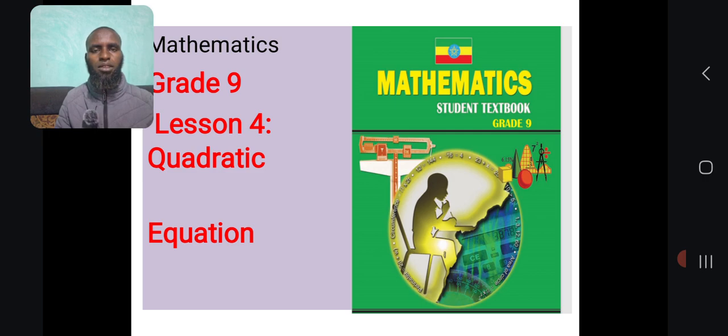Last time we tried to see quadratic inequalities and the methods to solve them. We started with the first method, which is the case method, and today's lesson on quadratic inequality will use the method of sign chart.